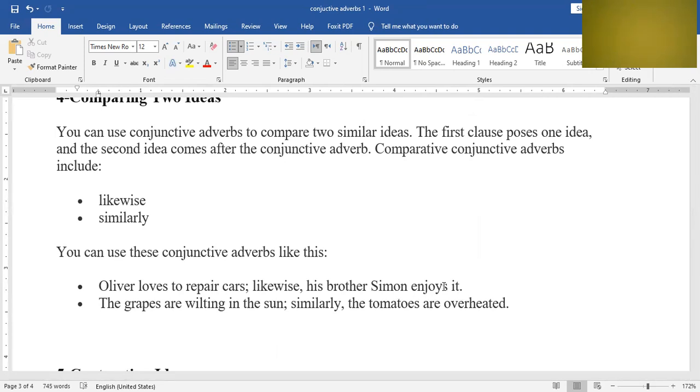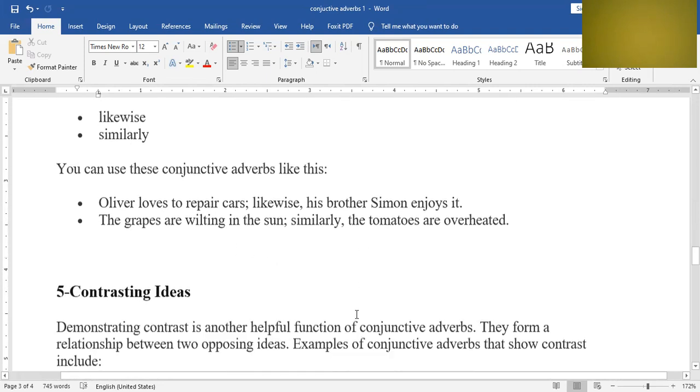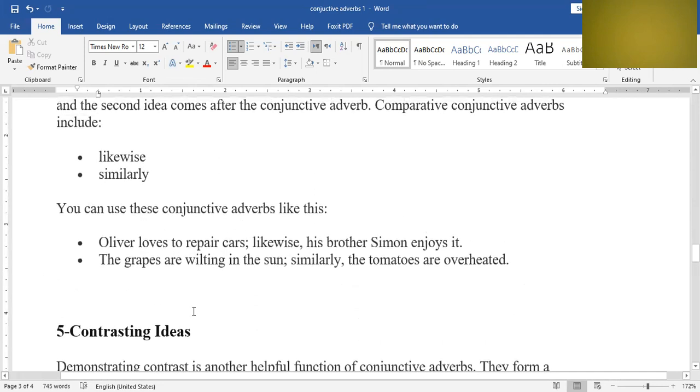The grapes are wilting in the sun. Similarly, the tomatoes are overheated. The sun is strong, so grapes and tomatoes are both affected. Okay, so they are similar in the effect of the sun on them. Similarly and likewise.